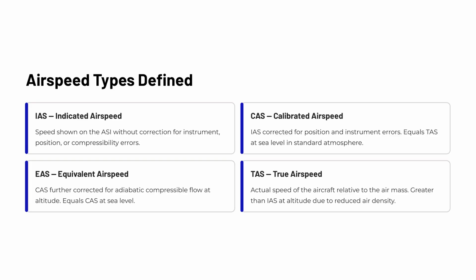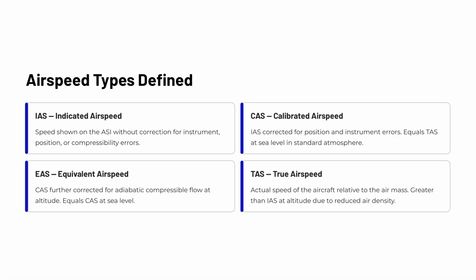There are 4 airspeed types you need to understand, and each one builds on the last. Starting with indicated airspeed, or IAS. This is the raw value displayed on your airspeed indicator. It has not been corrected for any instrument error, position error, or compressibility effects.